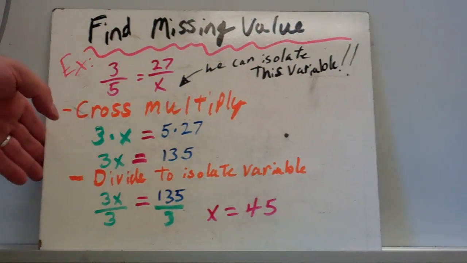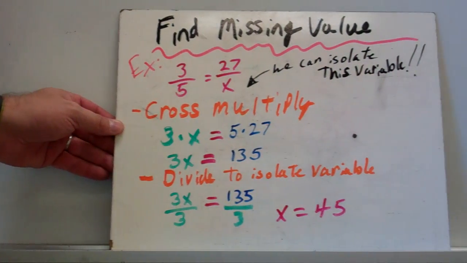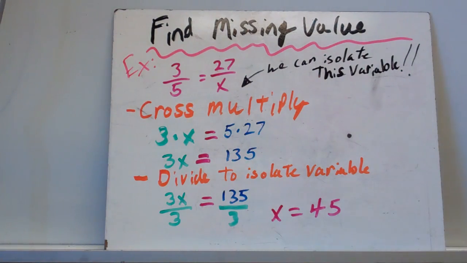Sometimes we'll be looking for a missing value. You'll be given 3 parts to your ratios, and you'll need to find the missing value. Again, we're going to cross multiply. We're going to try to isolate this x, but we're going to do that and cross multiply.